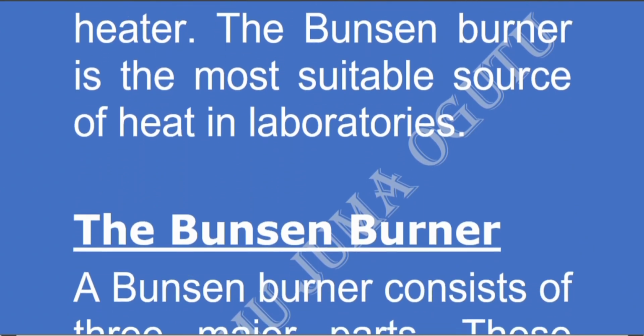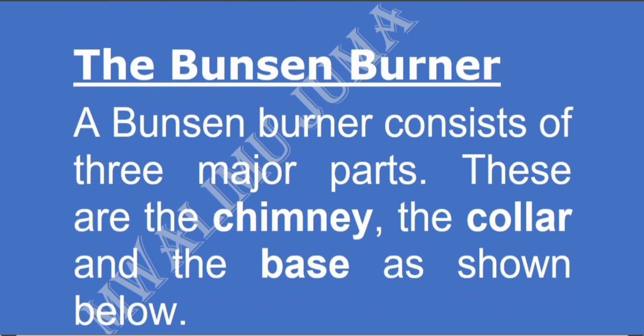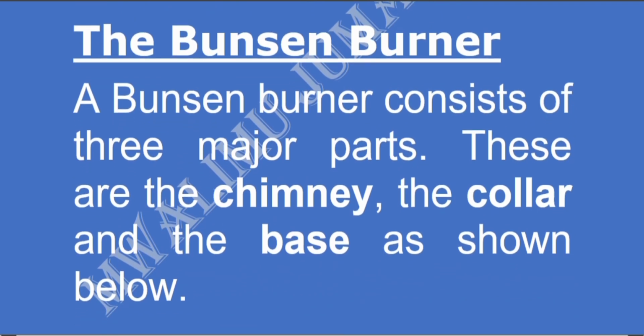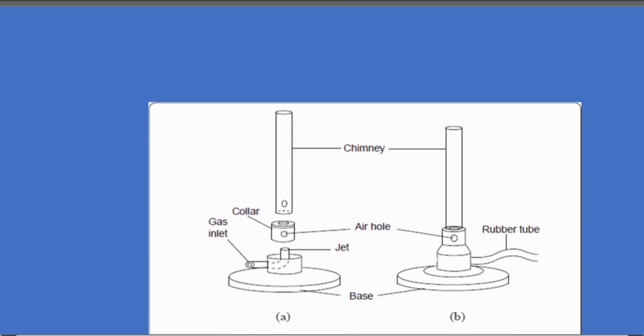So, we'll study it more. The Bunsen burner. We'll study more about this Bunsen burner. A Bunsen burner consists of three major parts, and these are the chimney, the collar, and the base. Now this is the diagram of each. This is the diagram of the Bunsen burner, where it shows each.